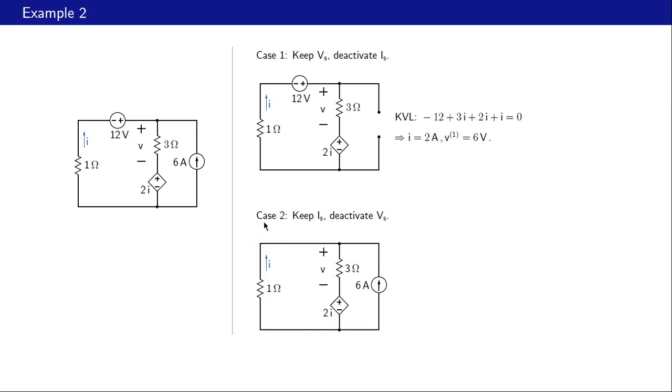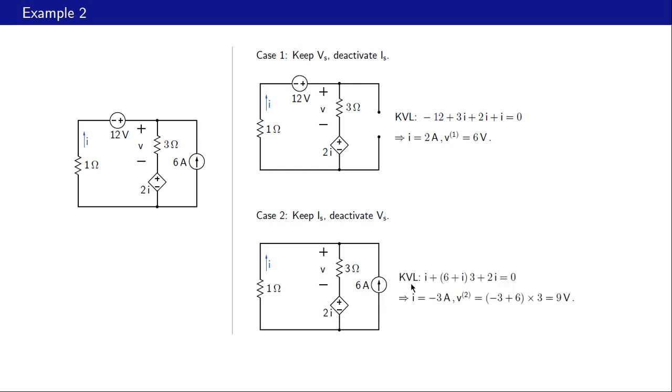Let us now consider the second case, in which we keep the current source and deactivate the voltage source. So here is our current source, and we have deactivated this voltage source. That means we have replaced it with a short circuit. Alright, now how do we obtain I or V in this case? There may be different ways of doing this. One thing that comes to mind is that this current through the 3 ohm resistance is I plus 6, and once we figure that out, we can write a KVL equation for this loop and then obtain I and therefore V.